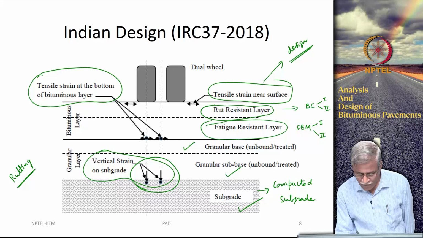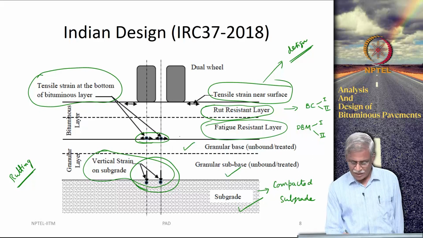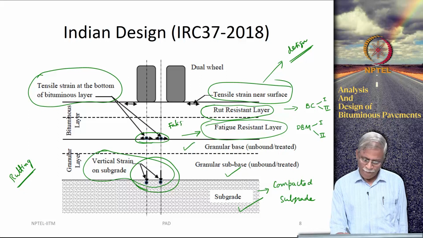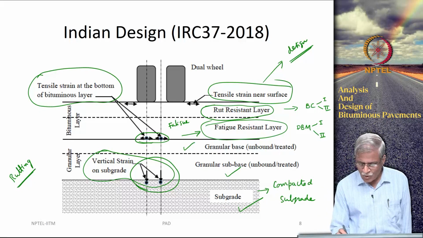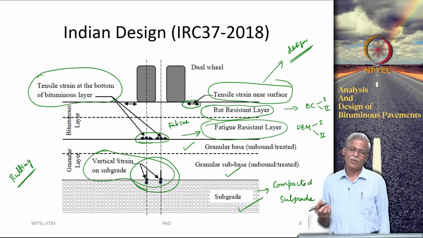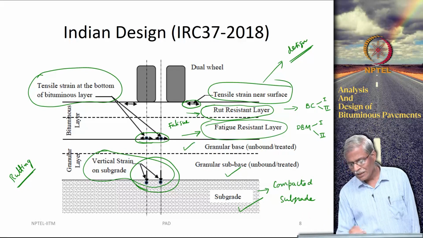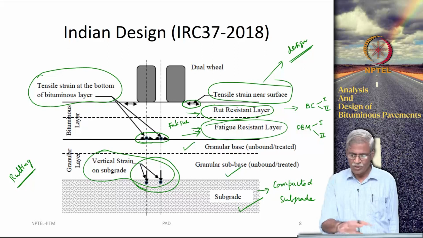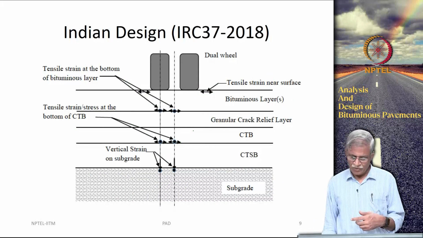In the same way, if the strain at the bottom of the bituminous layer is limited, there could be less probability for the bituminous pavement to fail due to fatigue, and this also can happen at the top. So, there is tensile strain at the top and tensile strain at the bottom of the bituminous layer. So, it is expected that you will construct these layers as rut resistant or fatigue resistant layers. Okay. So, this is the general cross section with the design aspects also integrated as part of it.